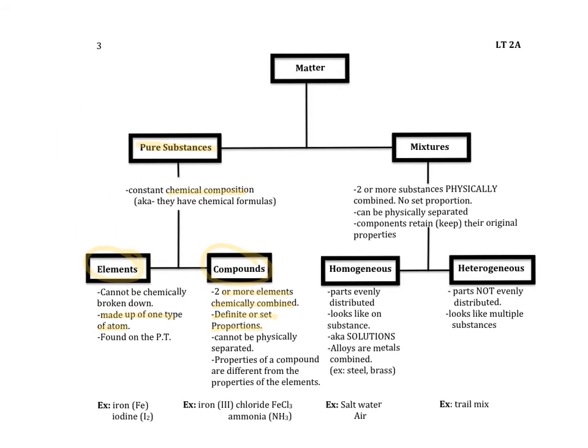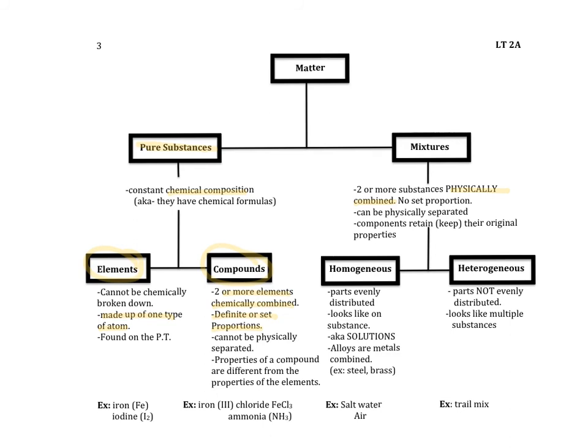So then over here on the other side of our flowchart, we've got mixtures. So remember, mixtures are things that are physically combined. There's no set proportion, so it's all a little bit different. They can be physically separated since they're not chemically combined. And the different components do keep their original properties. So if you have Cheerios and milk, your Cheerios are still Cheerios and your milk is still milk. They're just combined together. And that's not a set proportion. Maybe I like more milk in my cereal and you like more Cheerios. Still both cereal, both Cheerios and milk in different proportions.